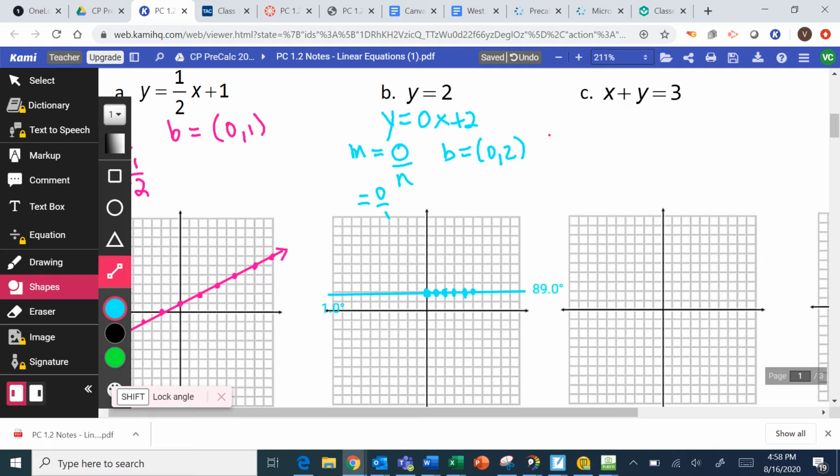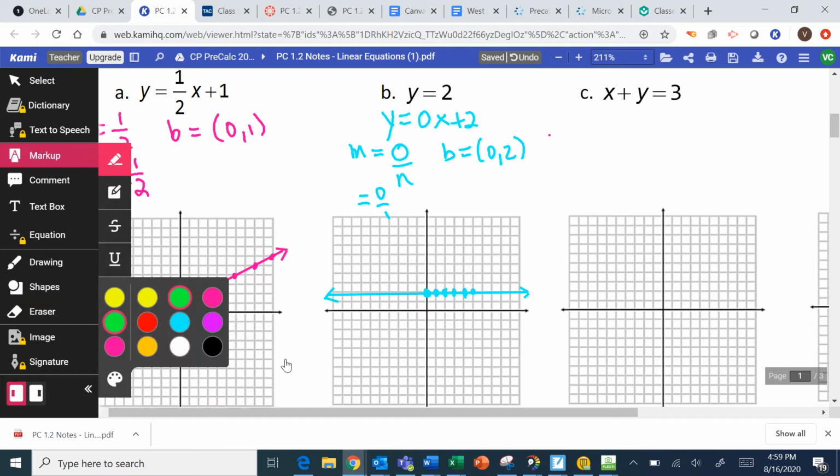You will see that this line does not pass through the x-axis. It does pass through the y-axis at 2, the y-intercept, but it does not pass through the x-axis. And when you look at the equation, there isn't an x in the equation. So if we have 0x, then we have no x-intercept down here.